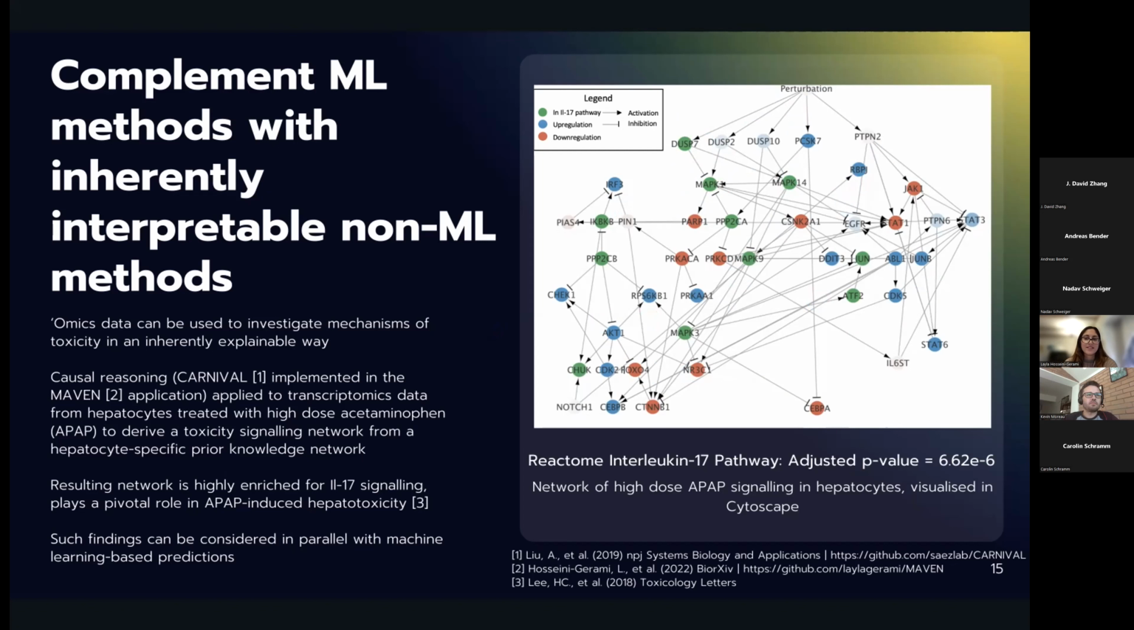acetaminophen-induced hepatotoxicity. So providing this information alongside predictions is very valuable, again, for looking at the mechanisms of toxicity, but also potentially ways of mitigating toxicity. For example, interleukin-17 signaling has been suggested, blocking it has been suggested, as a way to mitigate against acetaminophen-induced toxicity.